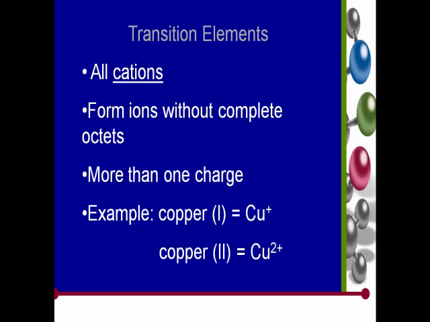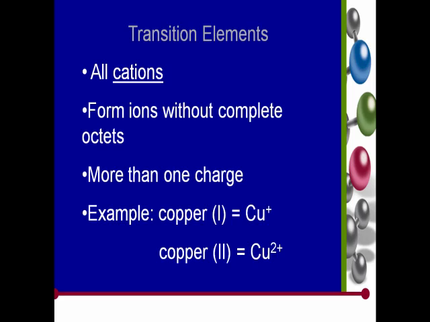Now, unlike the other metals of the periodic table, transition elements have the ability to form ions that do not necessarily have a complete octet. And for this reason, they can have multiple charges. So in a second, we're going to look at the figure from your book on page 163 and the number of ions that some of the transition elements are able to form.